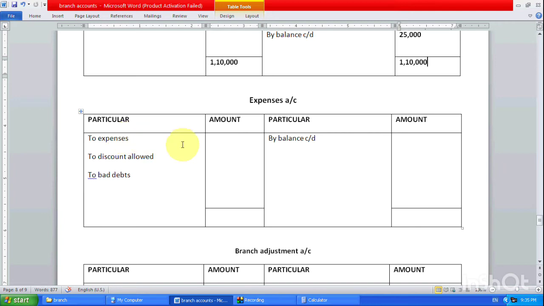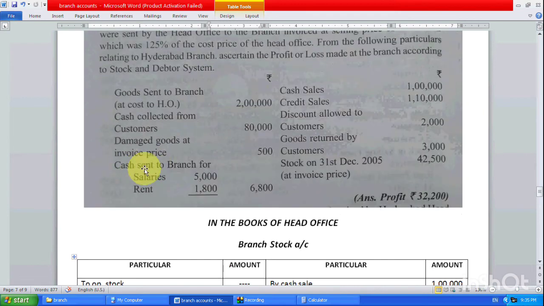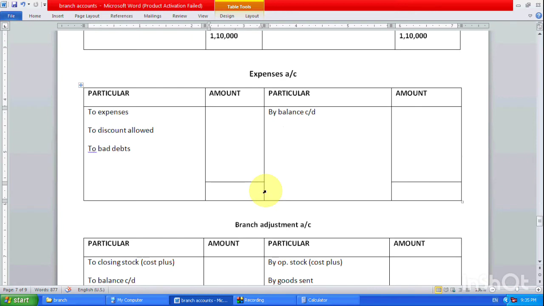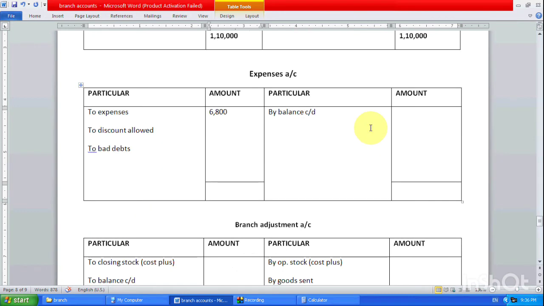Now expenses account. First, write how much expenses the branch is incurring. Here, invoice, cash sent to branch to meet the expenses. Okay, so the expenses is 6,800. Any discount allowed? Yes, 3,000 we have. 3,000 or 2,000 discount allowed. So write discount allowed 2,000.